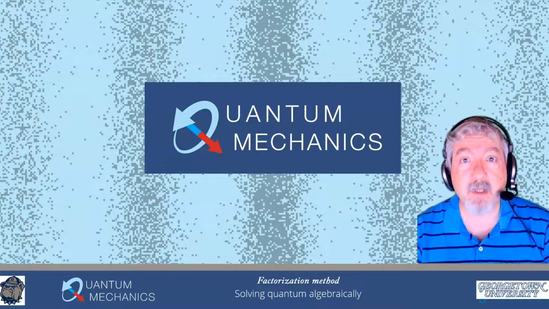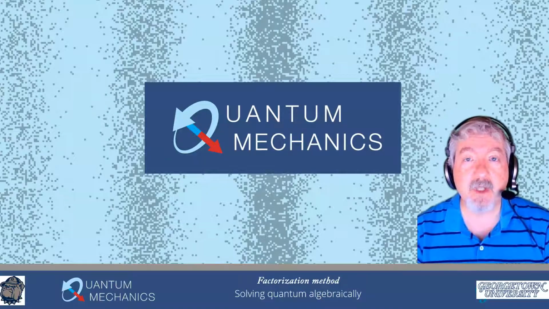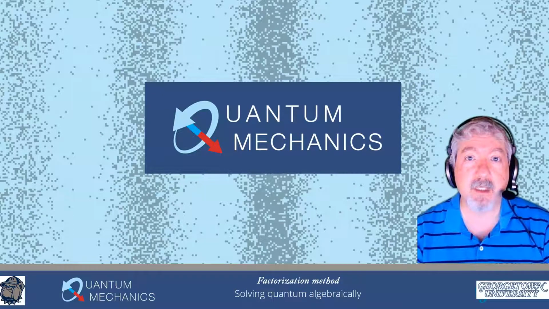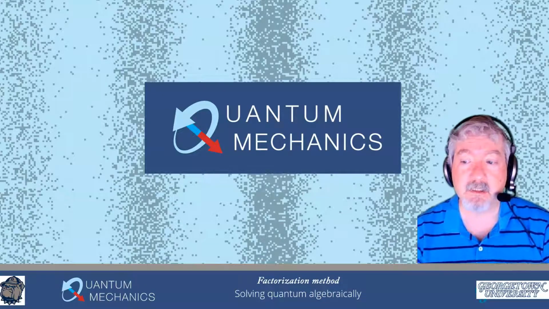Today we're going to be talking about the factorization method. This will be the subject of the next two lectures that we have. This is the way we generalize what we did for the simple harmonic oscillator to be able to solve any problem in quantum mechanics that can be analytically solved.